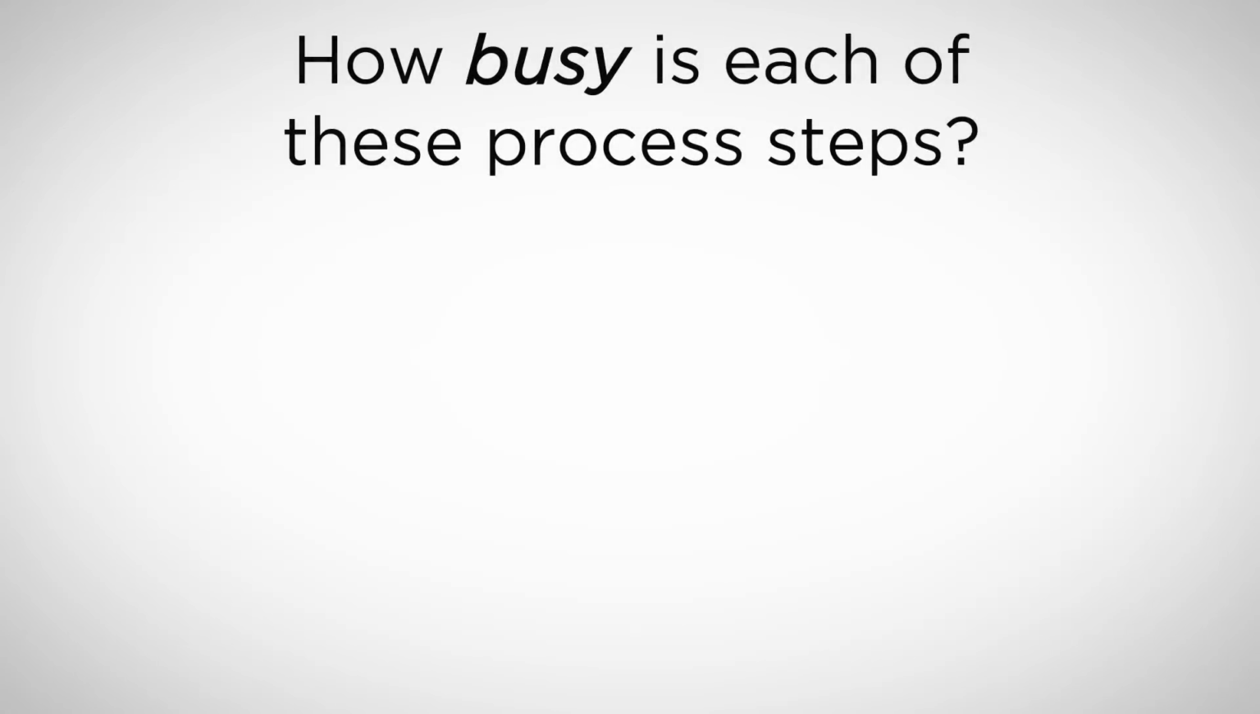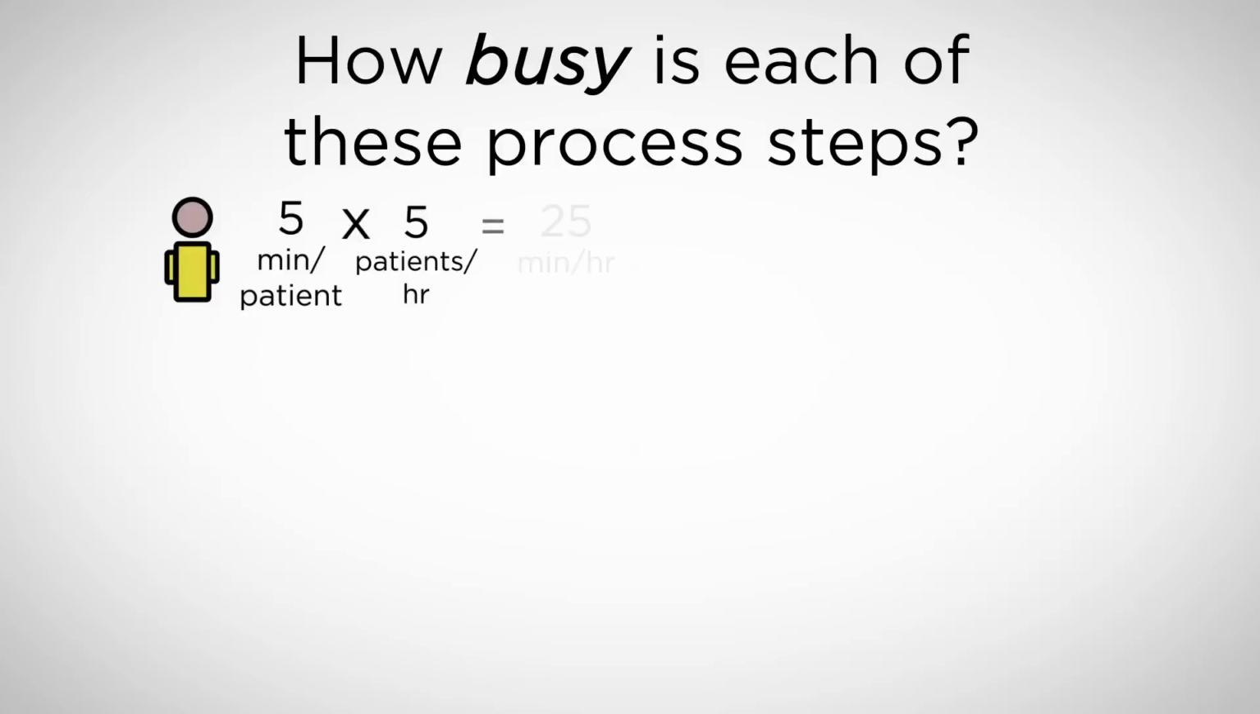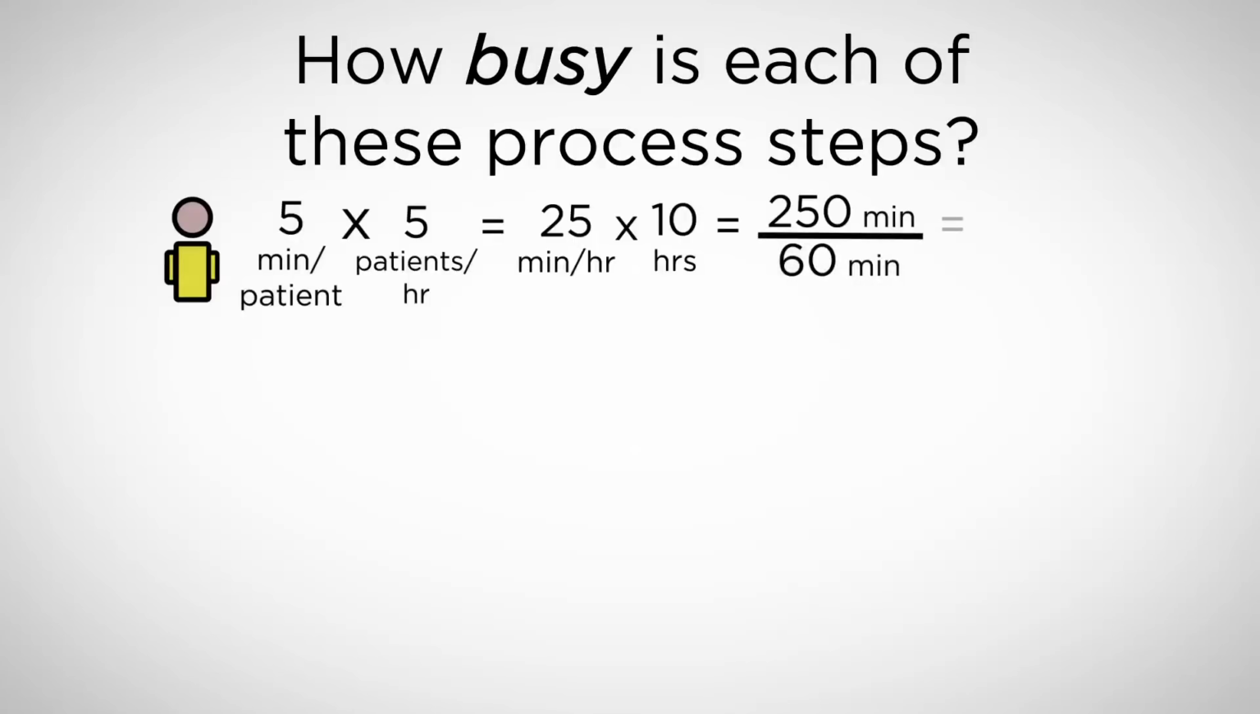Another logical question to ask is, how busy is each of these process steps? In the course of a 10-hour day, how much of the time are they really busy? Let's look at the registrar first. The registrar spends 5 minutes with every patient, and every hour 5 patients arrive. So 5 times 5 is 25 minutes handling patients by the registrar every hour. Over the course of a 10-hour day, that's 25 minutes times 10 hours. And then to convert into hours busy during the 10-hour day, we'll divide by 60 minutes, and we end up with 4.16, about 4 1/6 hours every day busy out of 10 for the registrar.